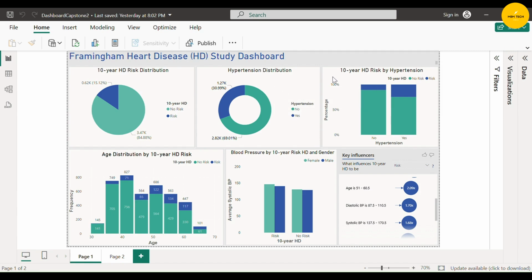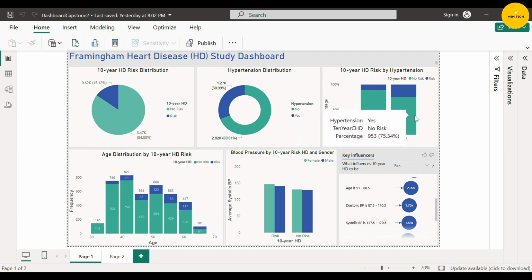The next visualization is a 100% stacked bar chart. We see here that each bar represents a hypertension group. So this bar corresponds to patients with no hypertension, and this bar corresponds to patients with high blood pressure. Each bar is also segmented into patients with risk of heart disease, the blue area, and patients with no risk of heart disease, the green area.